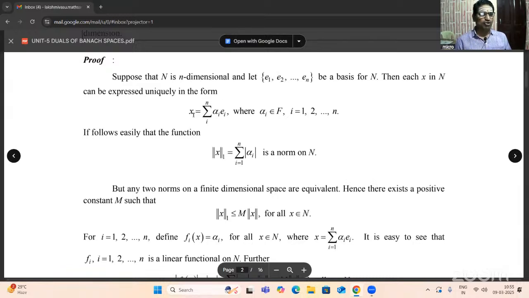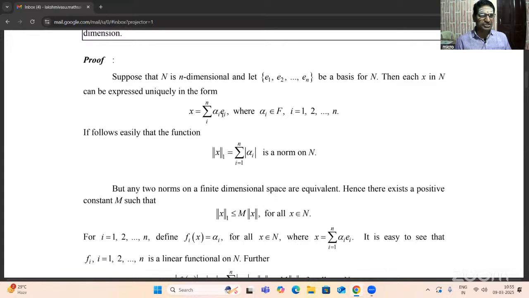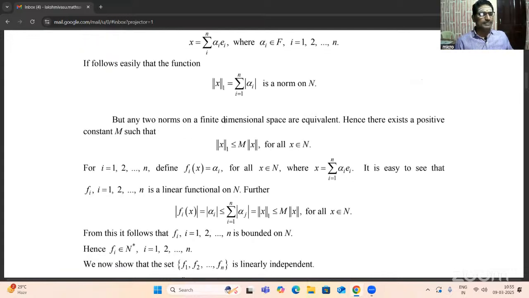You must write the linear combination, that is x equal to summation alpha i e i. So alpha i are the field elements, alpha 1, alpha 2, and so on, alpha n. Now it is easy to see that the function x, the norm is norm of x equal to summation mod alpha i. So it is also a norm on N. Any two norms on a finite dimensional space are equivalent. Already we have proved this, the theorem is also here. Any two norms on a finite dimensional space are equivalent. You must apply theorem 4.3.7.